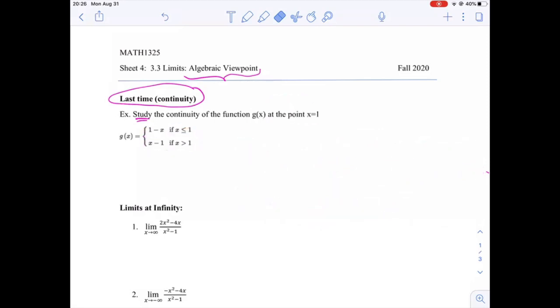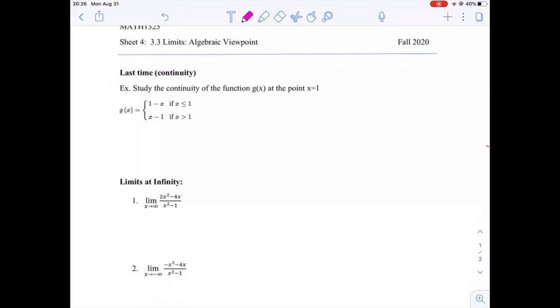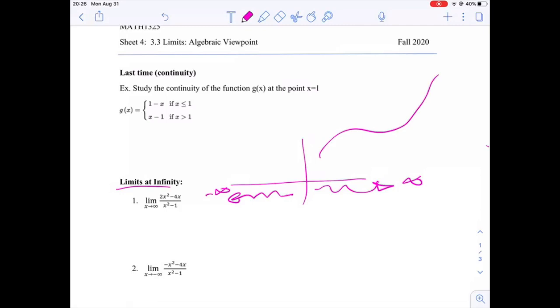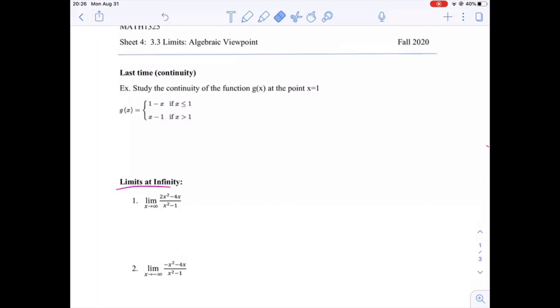We study limits. We first study limits at infinity. That means we want to study the behavior of the function as x goes to plus infinity or x goes to negative infinity. What happens to the function? Okay. Here we'll focus on finding that limit algebraically. So look at the first example. We want to find the limit as x approaches infinity of this function.